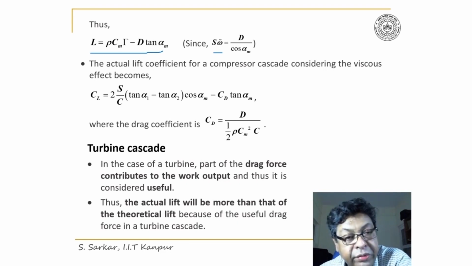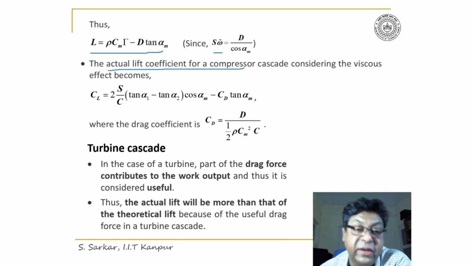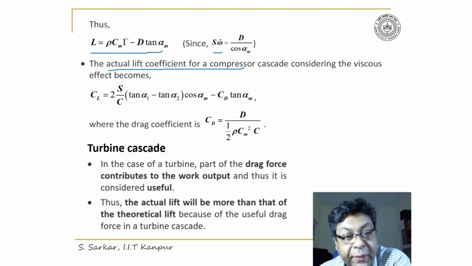Therefore, we can conclude that the actual lift coefficient for a compressor, considering the viscous effect, would be Cl is equal to twice S by C tan alpha 1 minus tan alpha 2 cos alpha m minus Cd into tan alpha m, where the coefficient of drag Cd can be defined as D divided by half rho Cm squared into C. C is the chord.